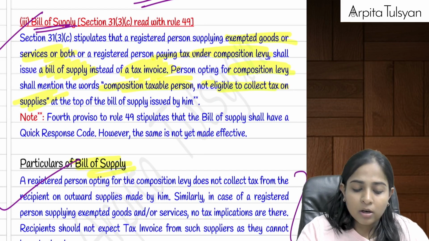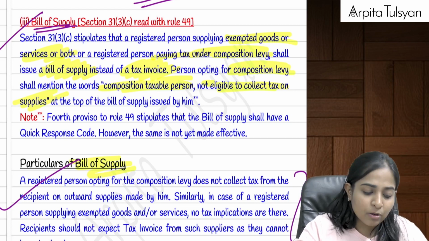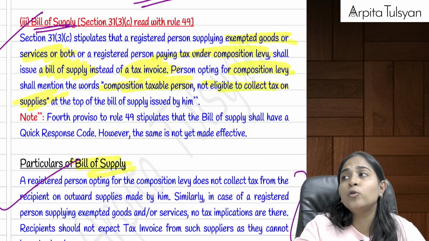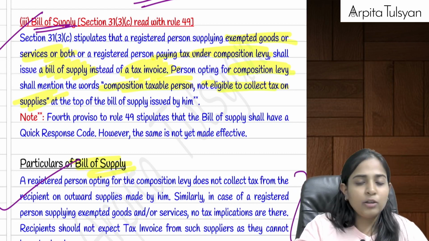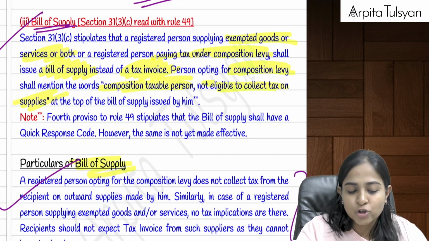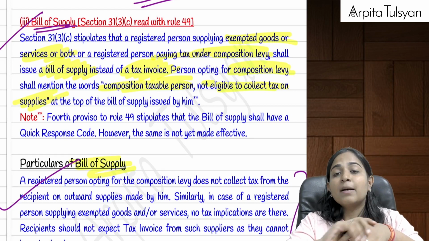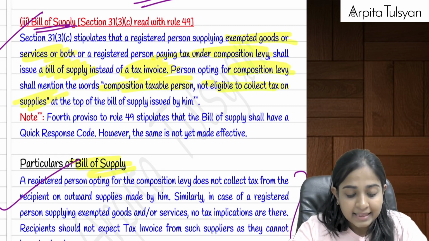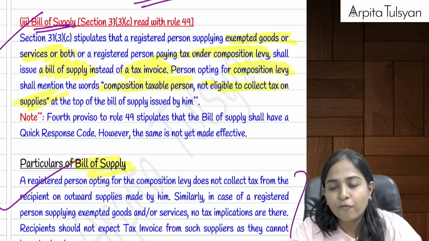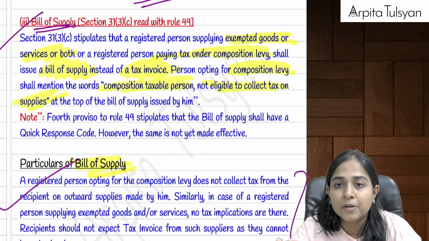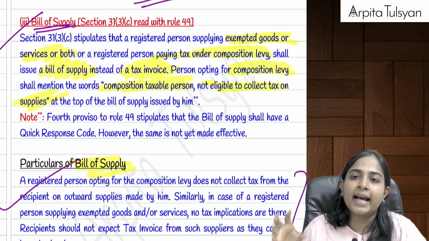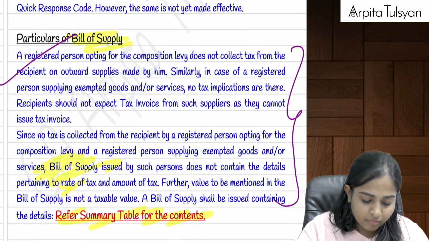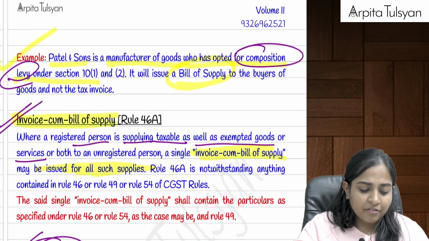Whenever you are supplying any exempted goods or services or both, or if you are a composition scheme dealer, then you cannot issue a tax invoice, you will have to issue a bill of supply. And if you are a composition scheme dealer, you will have to write in that bill of supply that you are a composition taxable person not eligible to collect tax on the supplies. Right? Okay.